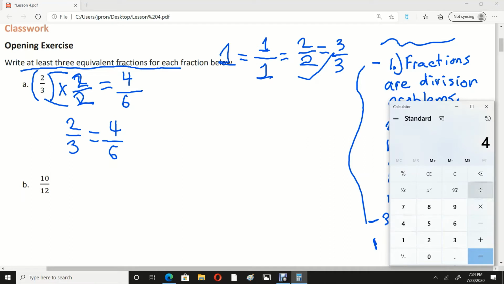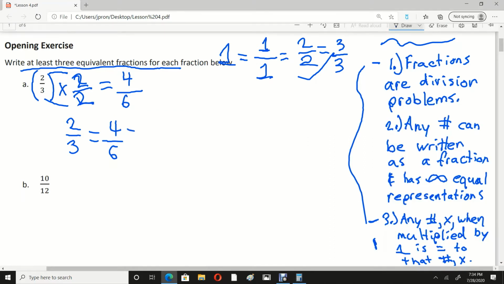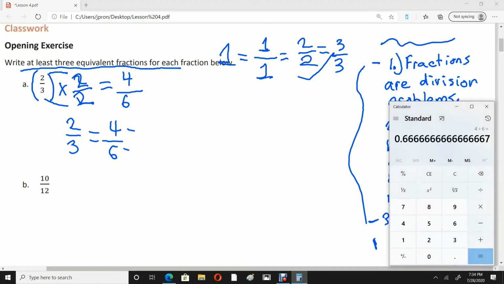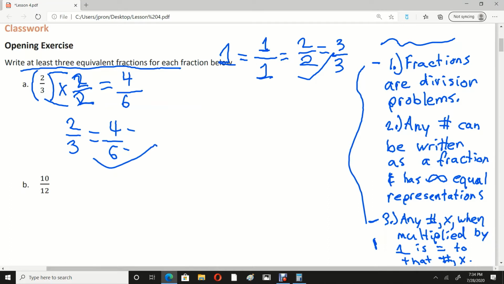So now let's try 4 divided by 6. And bam, that gives us a decimal value that is equal to 2 over 3. So we have confirmed, check, these are equivalent fractions. All right, but it's asking us for at least 3 of them, right? So maybe we can use this trend and keep going.